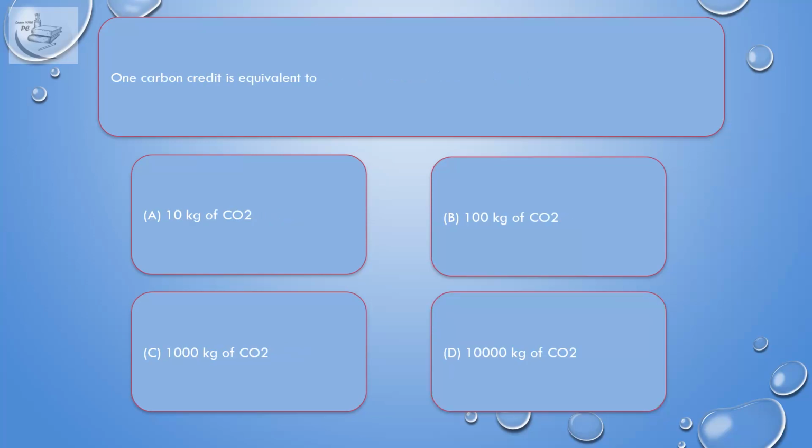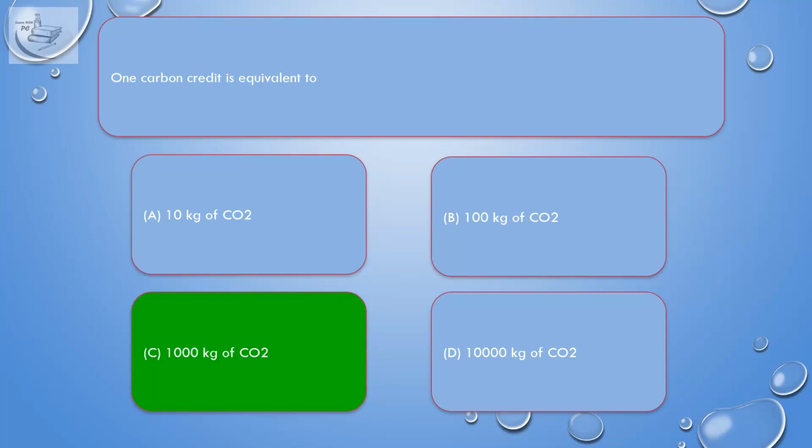Question: 1 carbon credit is equivalent to A. 10 kilograms of CO2. B. 100 kilograms of CO2. C. 1000 kilograms of CO2. D. 10,000 kilograms of CO2. Correct answer is C. 1000 kilograms of CO2.